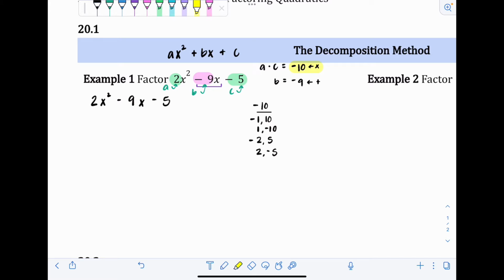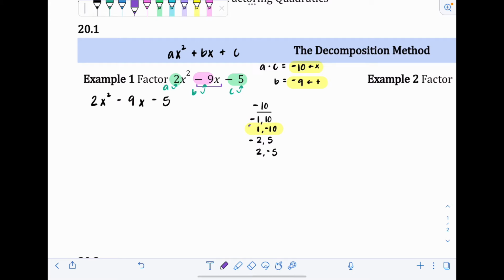Now we need to figure out which of these 4 pairs of factors adds up to negative 9. I think it's safe to say it's probably going to be the 1 and the 10. Now I just have to figure out which one gives me the sum of negative 9. If I want them to add up to negative 9, I need to use the 1 and the negative 10, because 1 plus negative 10 gives me negative 9, and 1 times negative 10 gives me negative 10. So that's the number I need to multiply to, and the number I need to add up to.